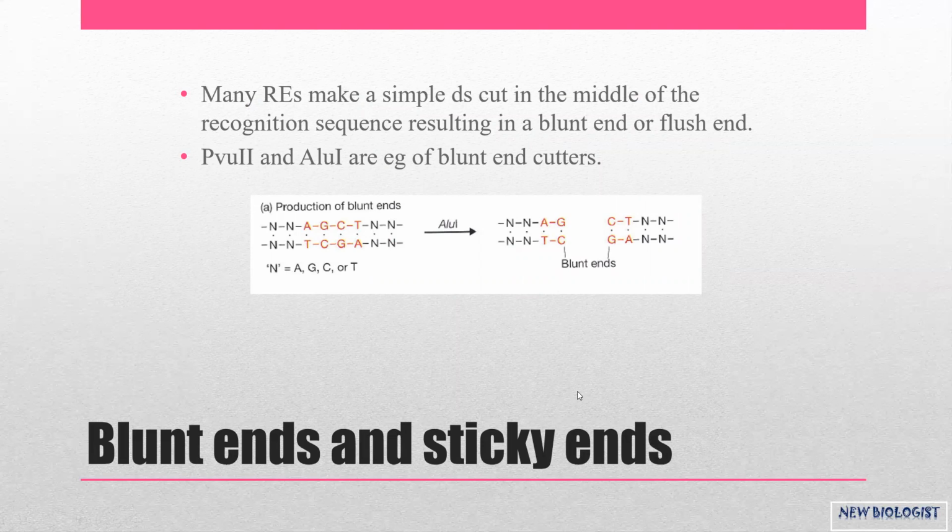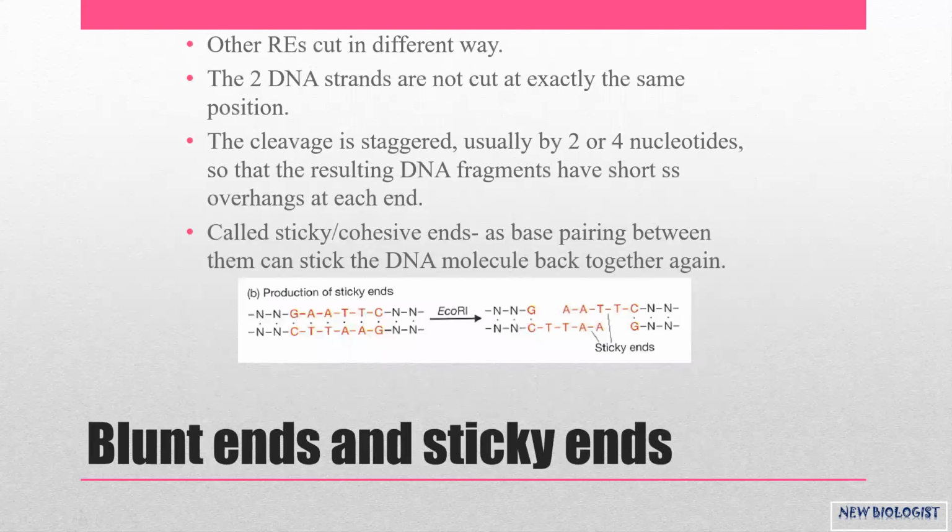So in the production of a blunt end, when the enzyme finds its specific restriction site, it cuts the DNA into two halves, so blunt ends are generated. The other is the sticky end, which people also call a cohesive end.